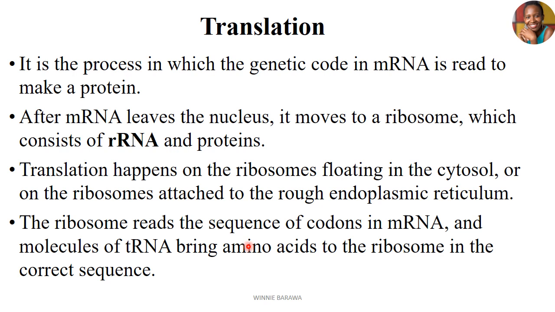So when the messenger RNA arrives in the ribosomes, we will read that strand, and here we shall be using the ribosomal RNAs. And as we read the messenger RNA, we are able to tell which amino acids are supposed to be added. And in this case, we shall use the transfer RNA to bring these amino acids to the ribosomes in the order of their correct sequence and form the protein polypeptide.